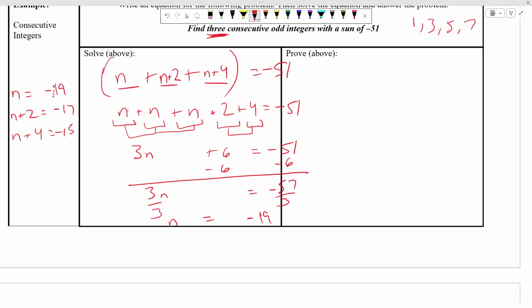These are all in a row. This is what the question is asking. What are those three integers? This is what the question is asking. So don't stop when you just get an n, right?